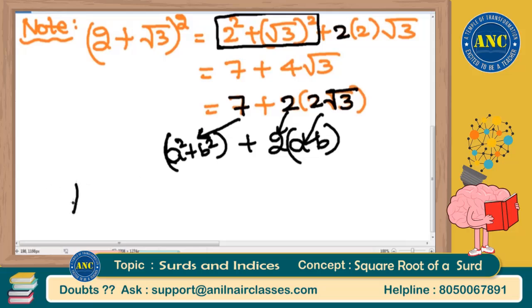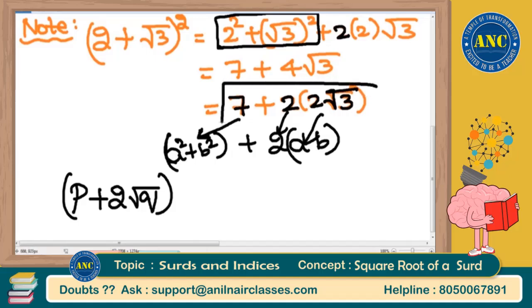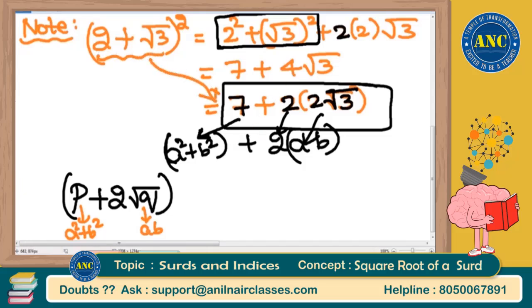That means, in general, if it is p plus 2 root q, I can say this p value will be nothing but a square plus b square, and this root q value will be nothing but the ab value. Now see here, sir, from (a + b) whole square we derived this. Now let us understand the reverse of it. Let us understand the reverse approach.